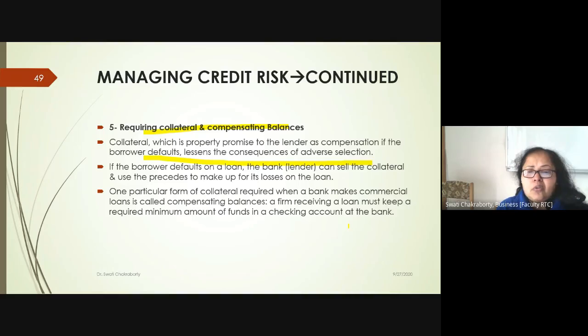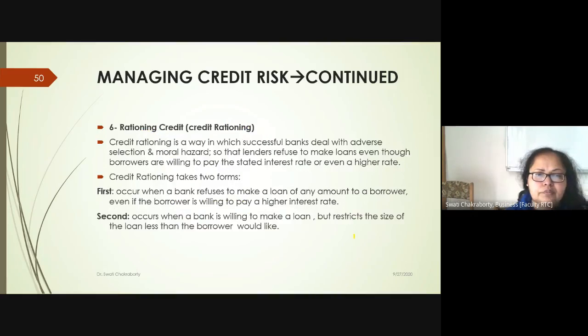One particular form of collateral required when a bank makes a commercial loan is called compensating balances. The firm receiving a loan must keep a required minimum amount of funds in a checking account at the bank. They cannot take the full amount of the funds. A certain amount has to be kept in the account.